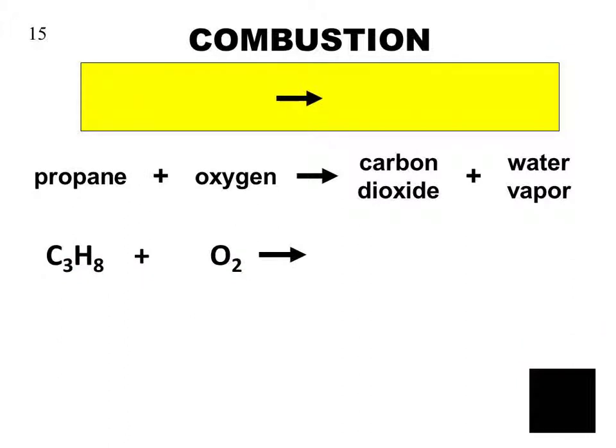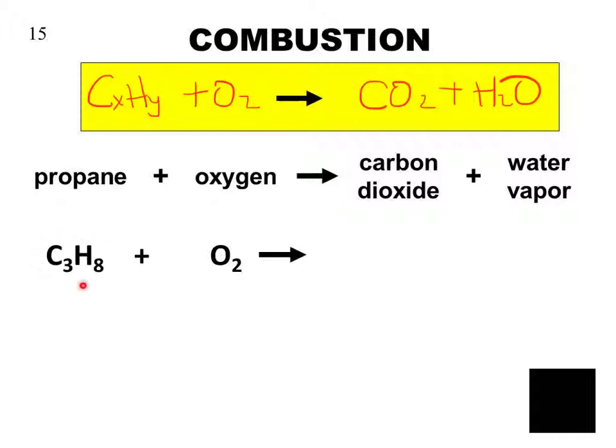So for here, again, let's go ahead and write down the essential equation. You have propane, which means it has 3 carbons and 8 hydrogens. That's what propane is. And it's always going to react with oxygen to form carbon dioxide and water vapor. So let's go ahead and balance the reaction. You should end up with 1 propane, 5 oxygen, 3 carbon dioxide, and 4 water.